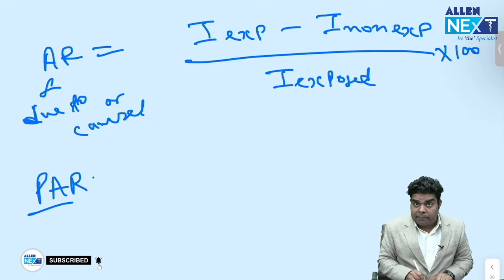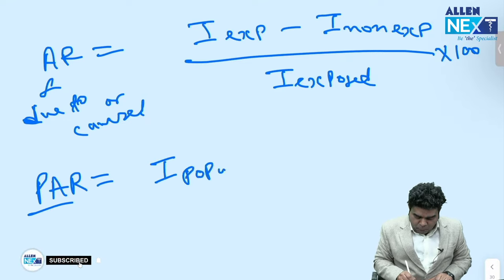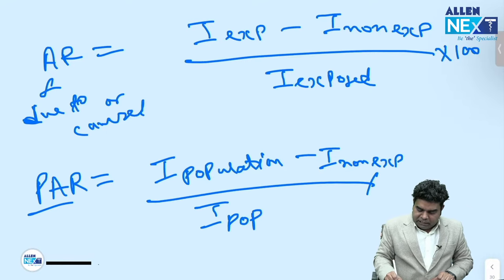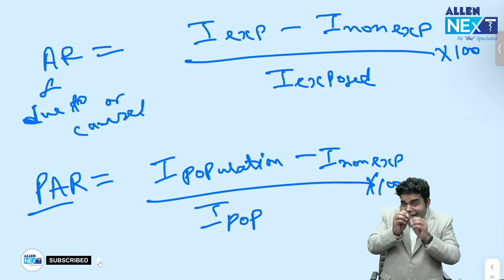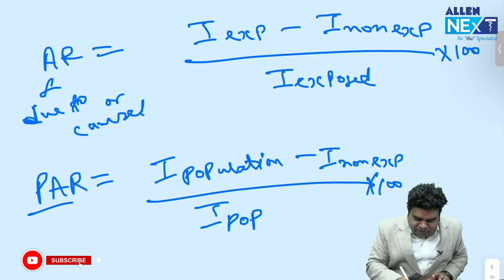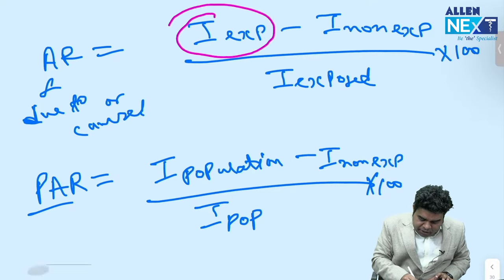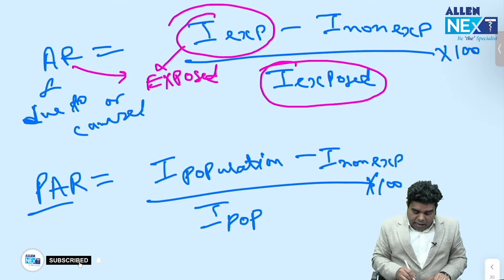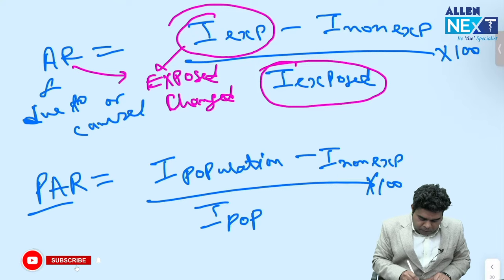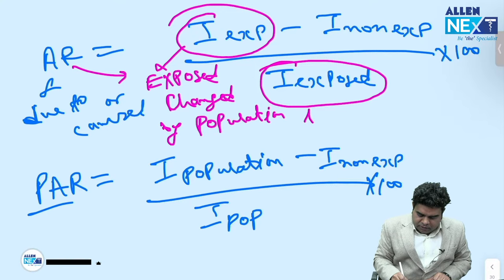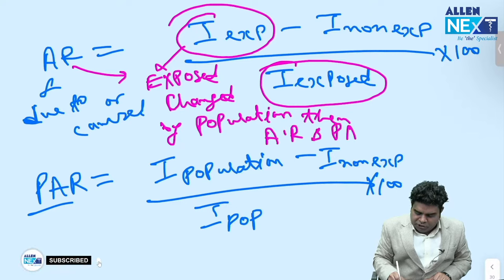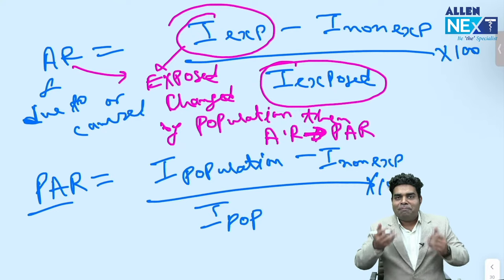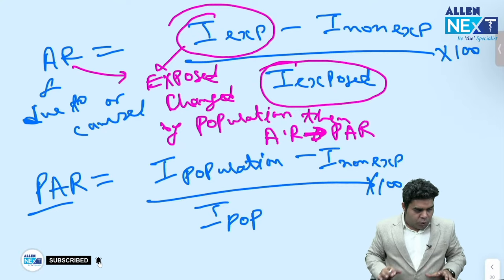Second and last thing is population attributable risk. In population attributable risk, this is incidence in population minus incidence in non-exposed, divided by incidence in population, multiplied by 100. How to remember this formula, because it can be confusing under exam pressure, but it's very simple. If you find the word exposed, it is attributable risk. And if I change exposed with population, then attributable risk will become PAR, population attributable risk. So exposed minus non-exposed by exposed is AR. Population minus non-exposed by population is PAR. So I hope you will not get confused here.